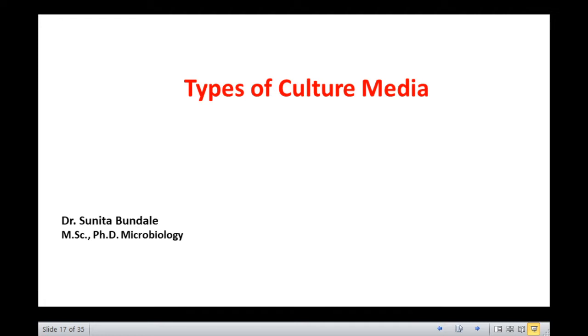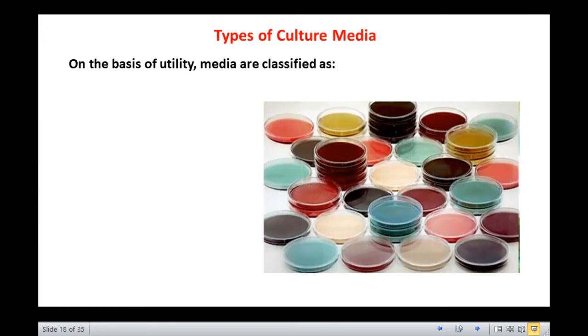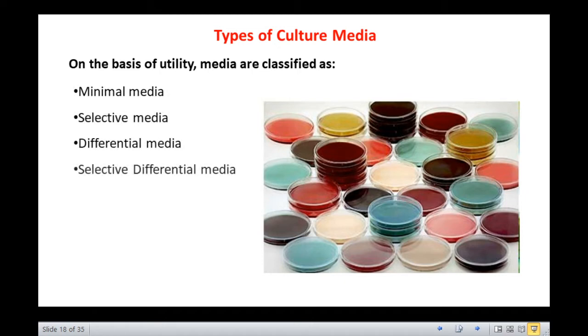Hello friends, in this lecture we will learn and discuss the various types of culture media. On the basis of utility, media are classified as minimal media, selective media, differential media, selective differential media, enrichment media and enriched media. Let us discuss each of these one by one.